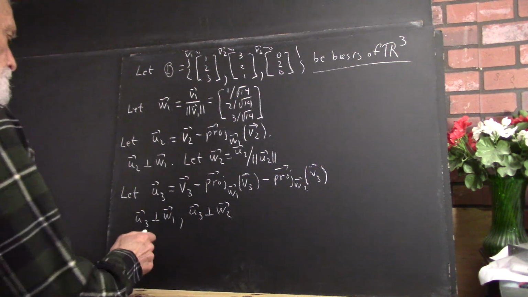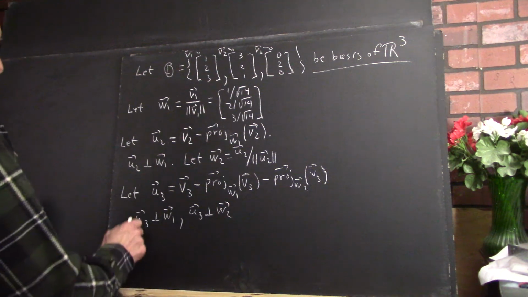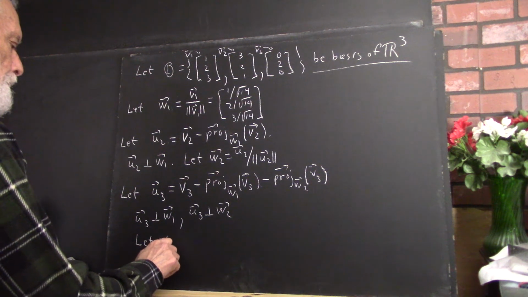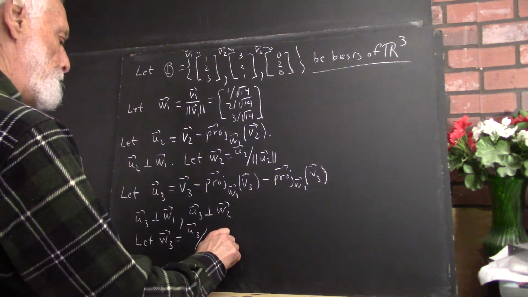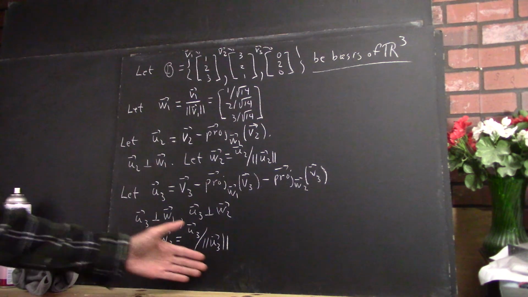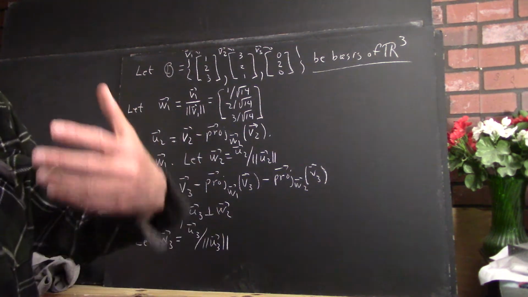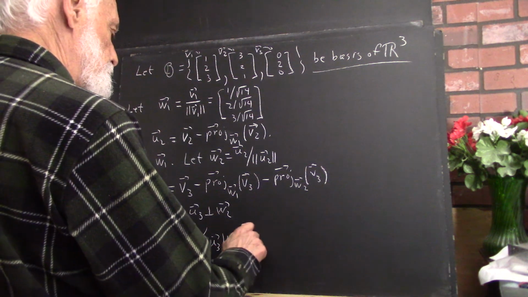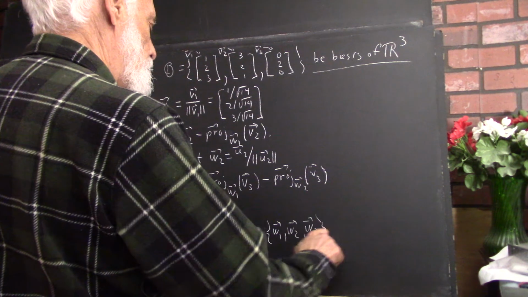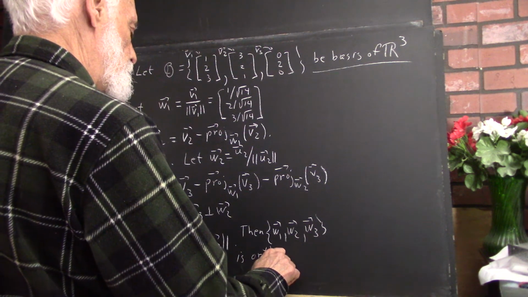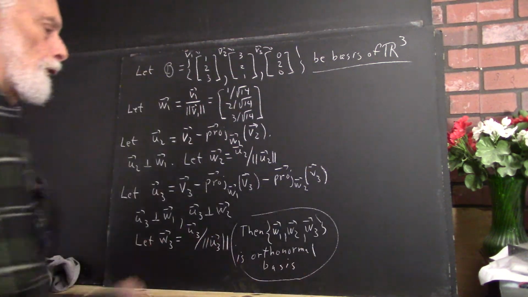So there we have it, except now we want to normalize U3. So we're going to let W3 equal U3 divided by the magnitude of U3. Well, that's it. Okay, W1, W2, W3 are now all unit vectors, and each is orthogonal to the other. This is an orthonormal basis.